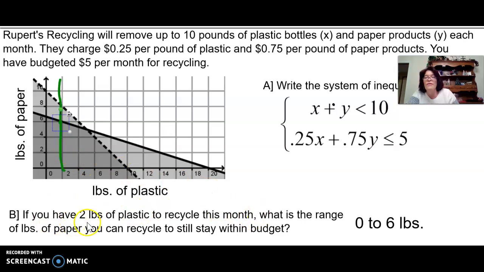If you have 2 pounds of plastic to recycle, what's the range of pounds of paper you can recycle and still stay within budget? Okay, the dark shaded area is right here. So between 0 and 6. I was looking up here for a second. 0 to 6 pounds. It has to be in the doubly shaded region.